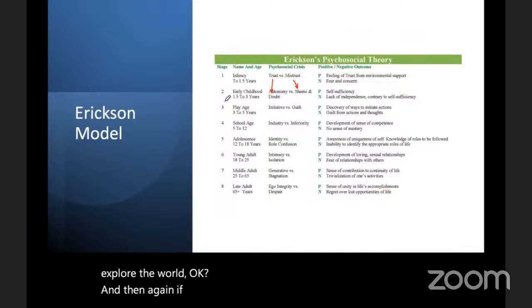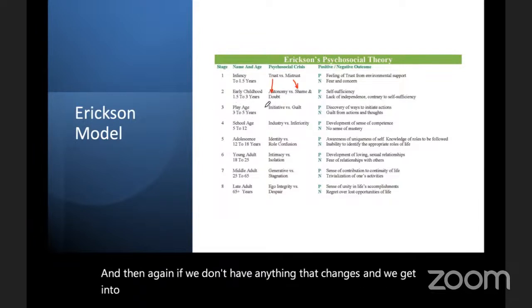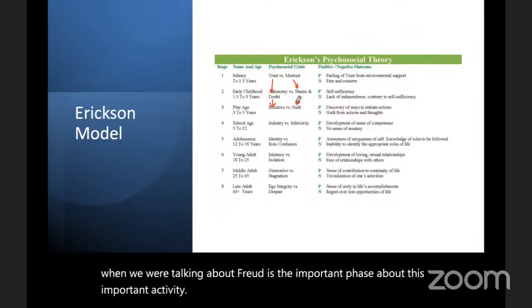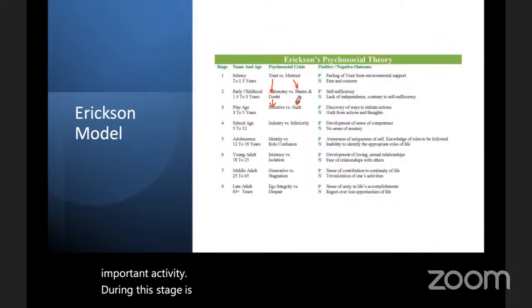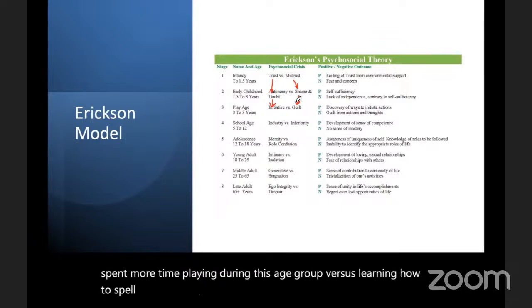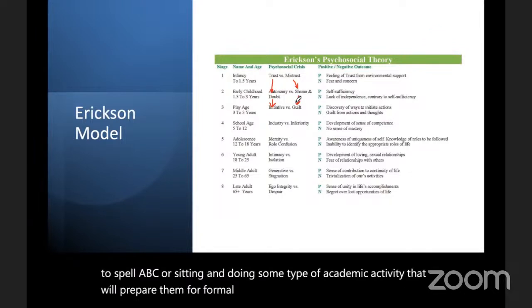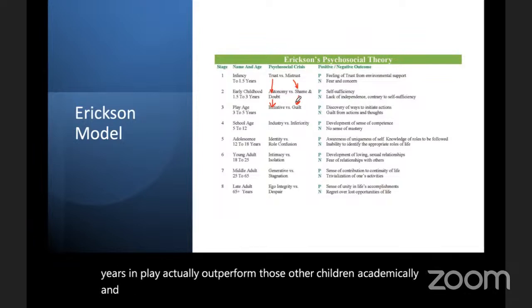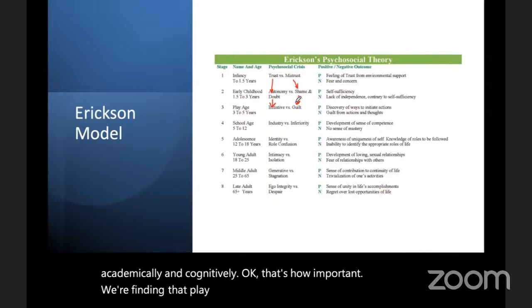And then again, if we don't have anything that changes and we get into the play age, remember what I said about this 3 to 5 when we were talking about Freud: the important activity during this stage is role playing and playing. And indeed, going back to current research, we're finding that children who spent more time playing during this age group, versus learning how to spell ABC or doing some type of academic activity that will prepare them for formal education, actually outperform those other children academically and cognitively. Okay, that's how important we're finding that play is during these years.